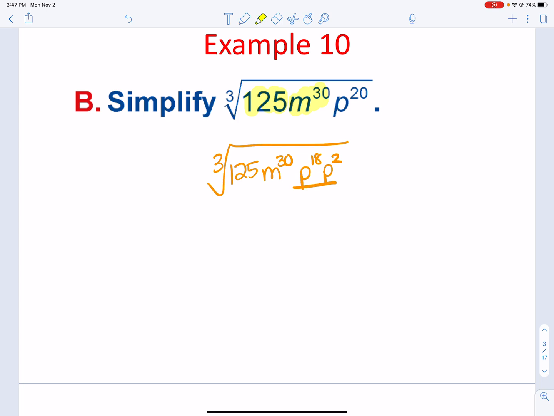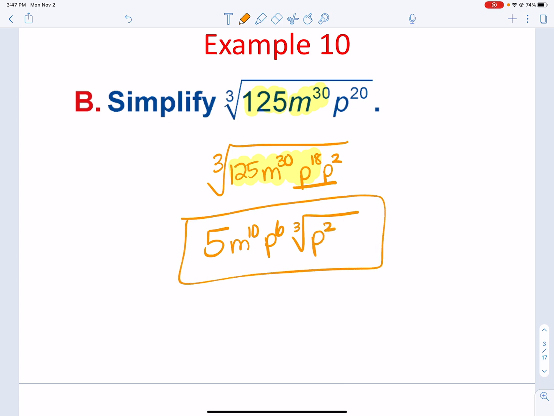So now I look, and all 3 things of these are perfect cubes. The cube root of 125 is 5. The cube root of m to the 30th is m to the 10th. The cube root of p to the 18th is p to the 6th. But I cannot do anything with p squared, so this is my final answer.